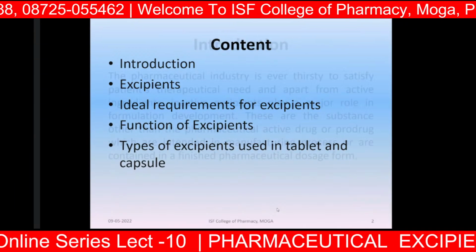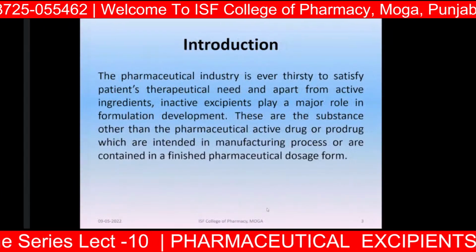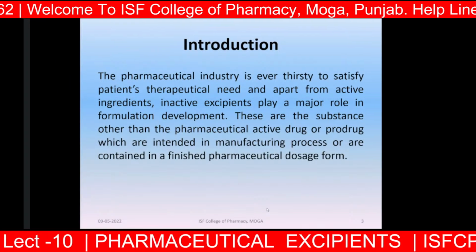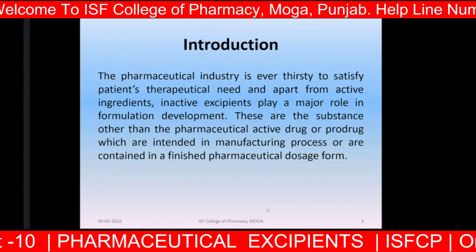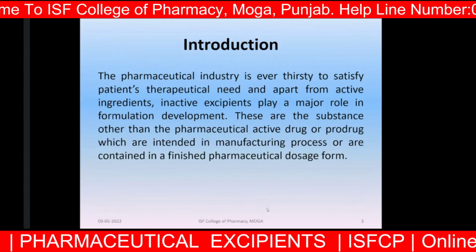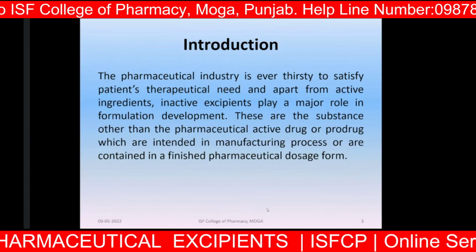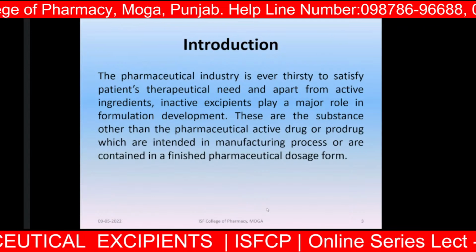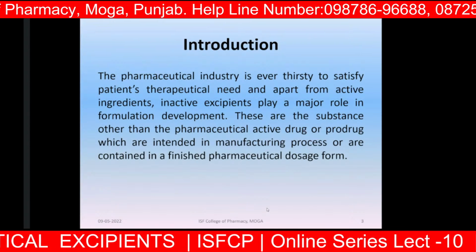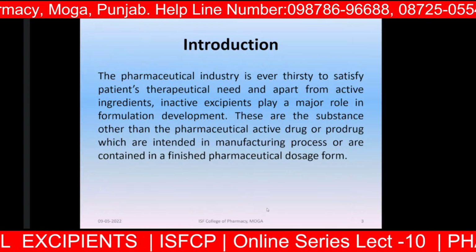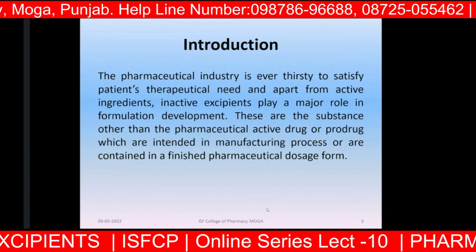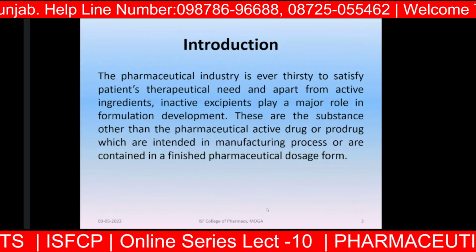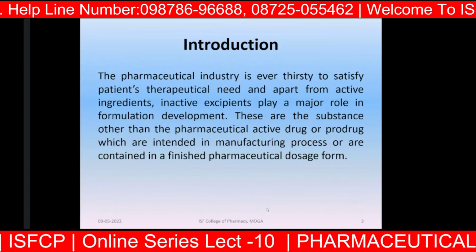So first of all, we are all aware of the role of the excipient. The pharmaceutical industry is ever thirsty to satisfy the patient's therapeutic need, and apart from the active ingredient, inactive excipients play a major role in formulation development. These are substances other than the pharmaceutical active drug or prodrug, which are intended in the manufacturing or are contained in the finished pharmaceutical dosage form.